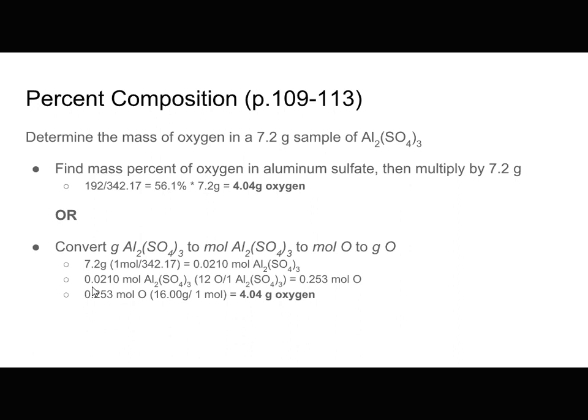Secondly, if this is how many moles of aluminum sulfate I have, there are 12 oxygens in the formula for every 1 aluminum sulfate. It's almost like I'm doing stoichiometry within one compound. I'm looking for the ratio of oxygen, there's 12 of them, for aluminum sulfate, there's 1 of them. So that converts me into moles of oxygen. And then from there, I can multiply by the grams per mole for oxygen, which is 16. Gets me the exact same answer as how we did it in Chem 1.